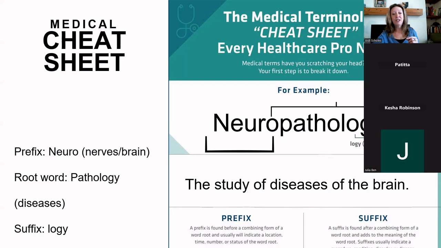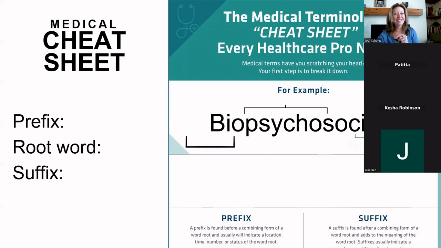Now, it does not say neurologist, because that's a doctor. An ologist is a doctor who studies diseases of, well, actually studies the brain. Usually a pain specialist. All right, another one.